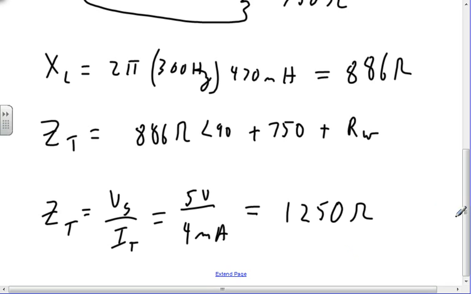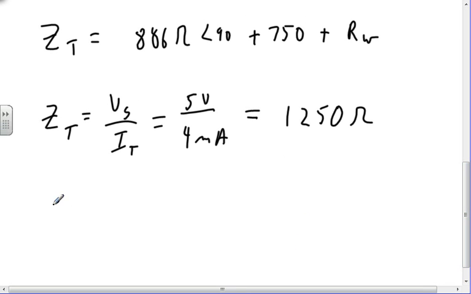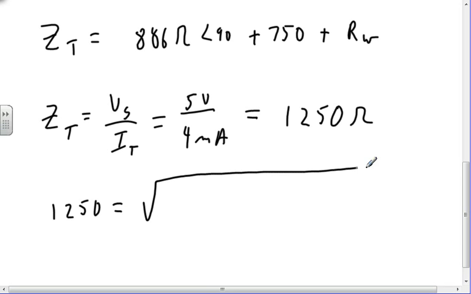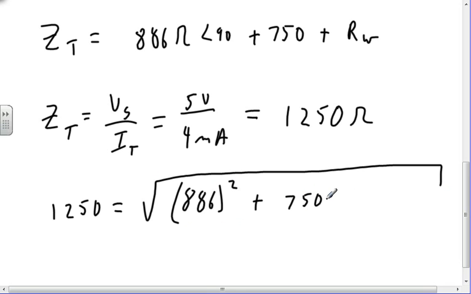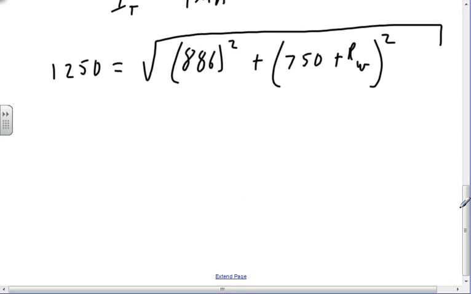1,250 ohms. Okay, so assuming I can see enough of this at the same time, 1,250 has to equal the square root of 886 squared plus 750 plus RW, the quantity, squared. Okay. Now, we can put that on our graphing calculator to tell us what it is, right? We could do that. I'm going to square both sides.